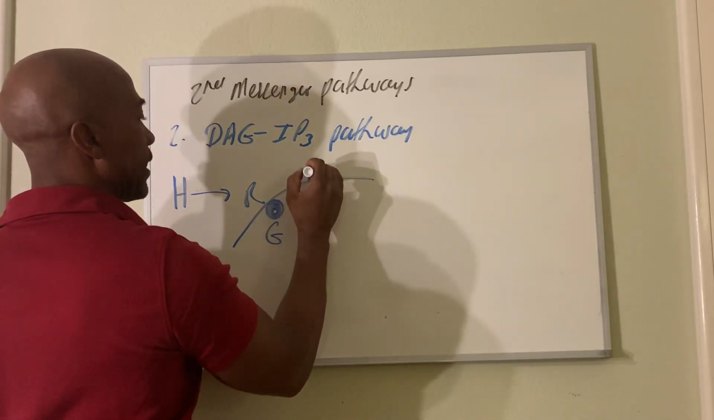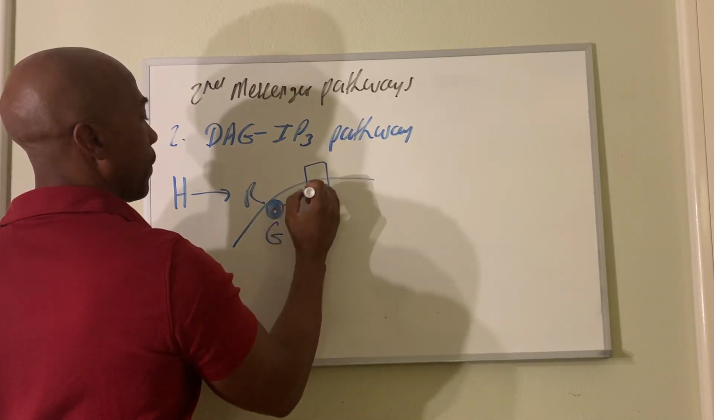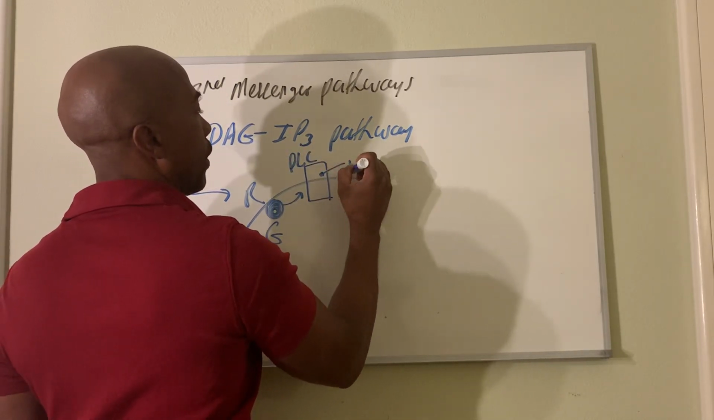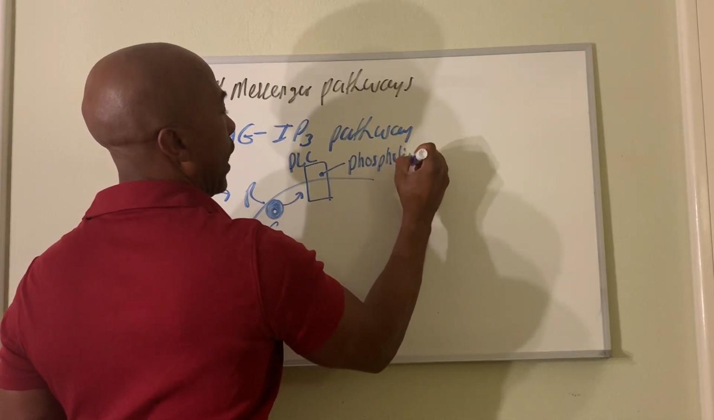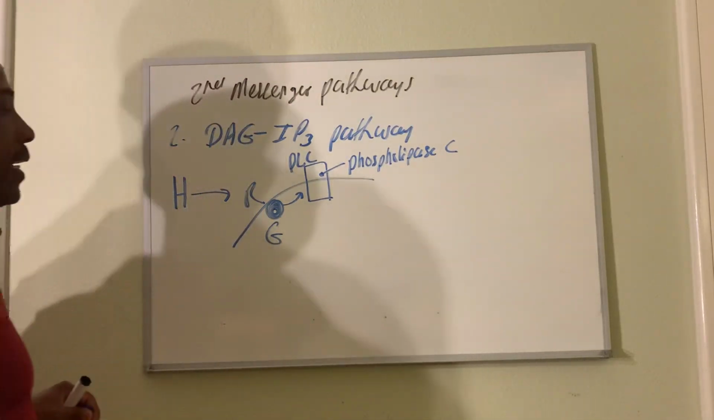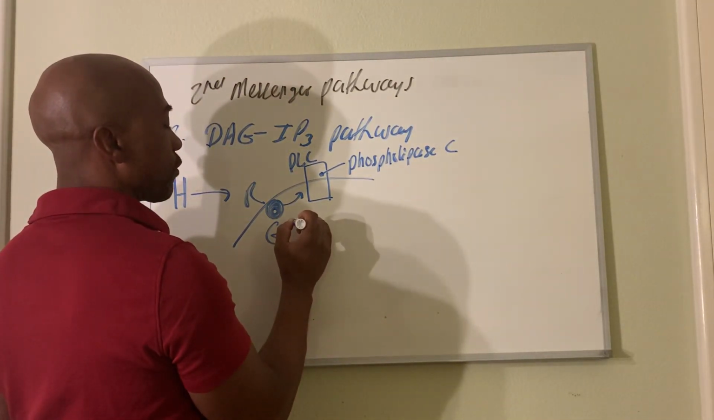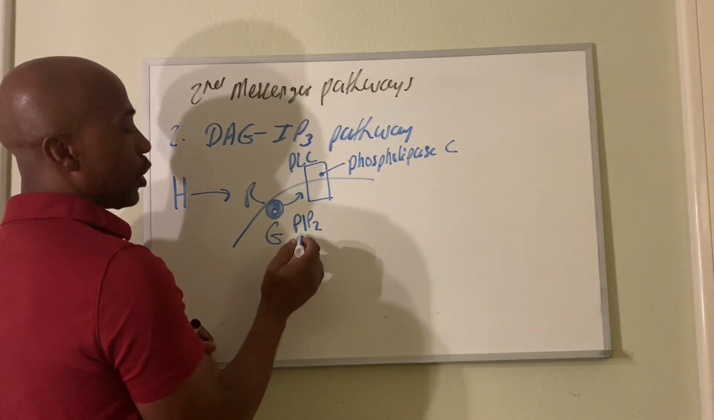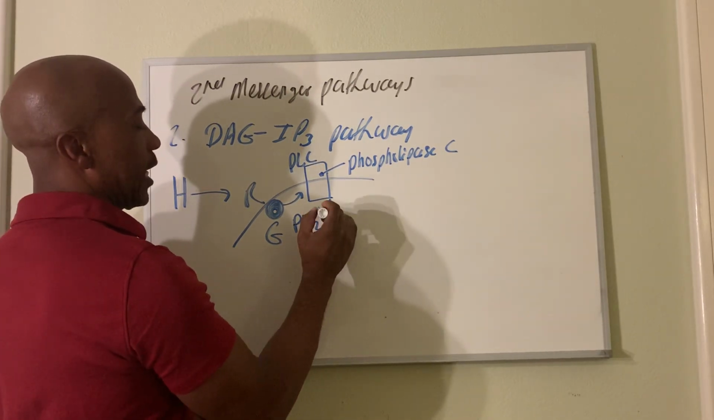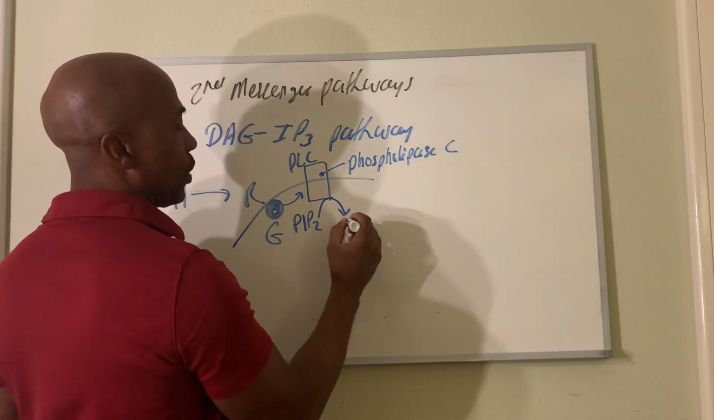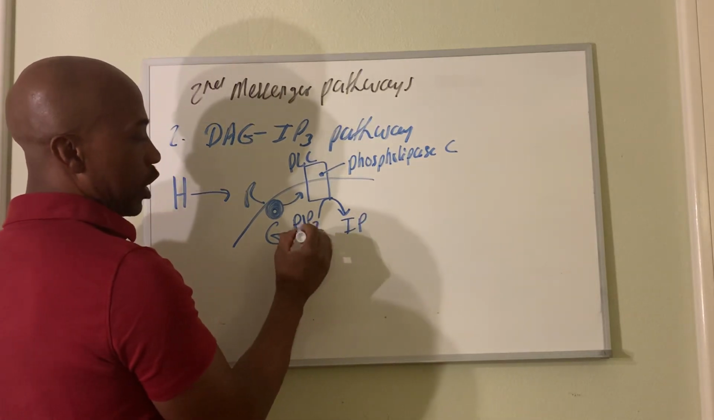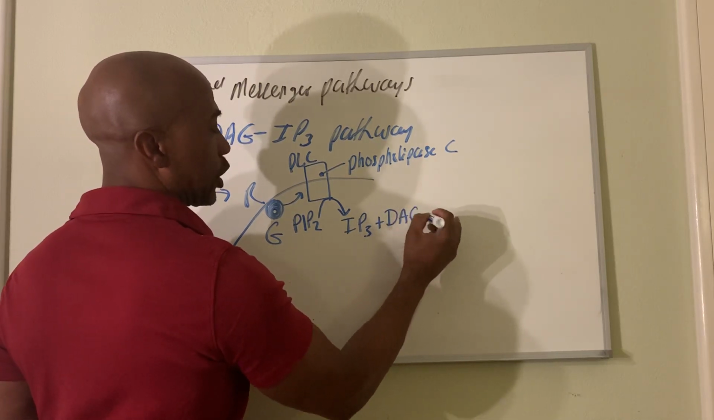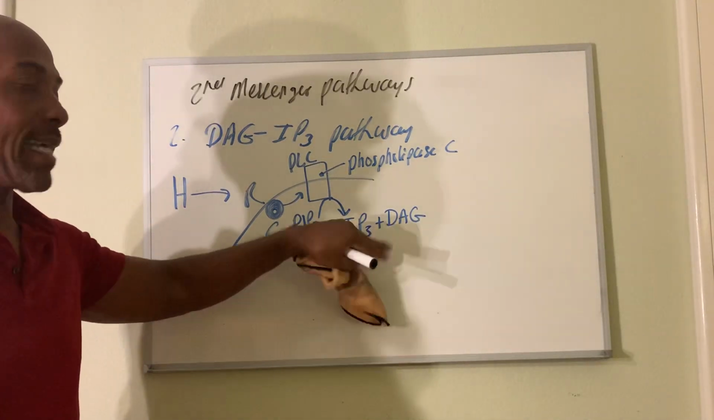That's usually a peripheral protein in the cell membrane, the G protein. That G protein will next turn on an enzyme called PLC, which stands for phospholipase C. And that enzyme will convert a lipid that's a part of the cell membrane called PIP2, phosphatidylinositol bisphosphate, convert that into IP3, inositol triphosphate, plus another molecule called diacylglycerol. And then these two can now act as second messengers.